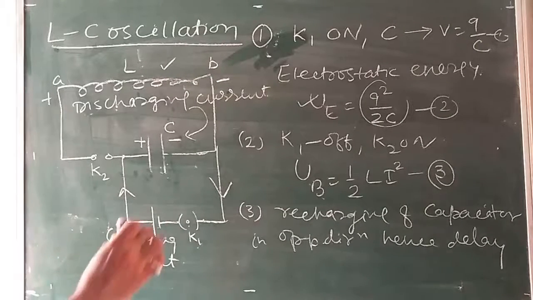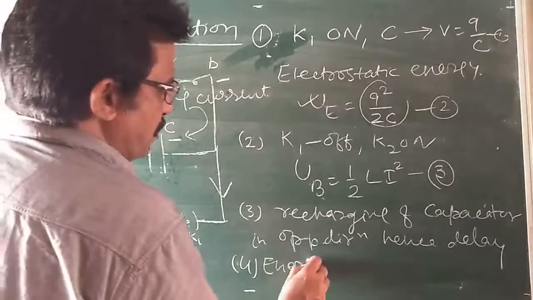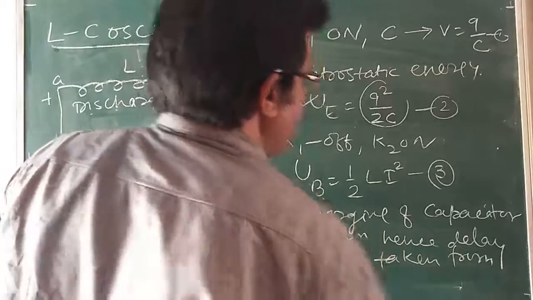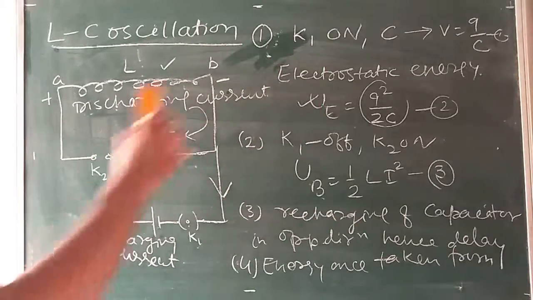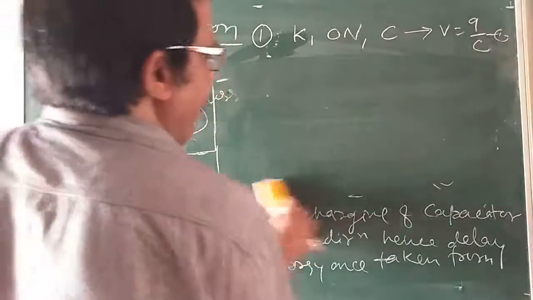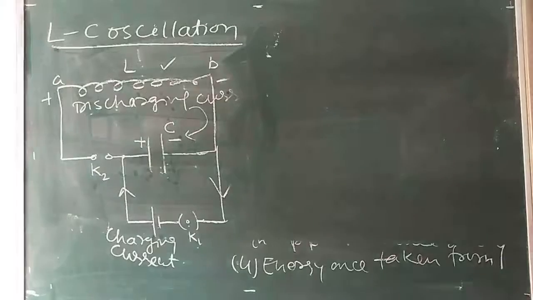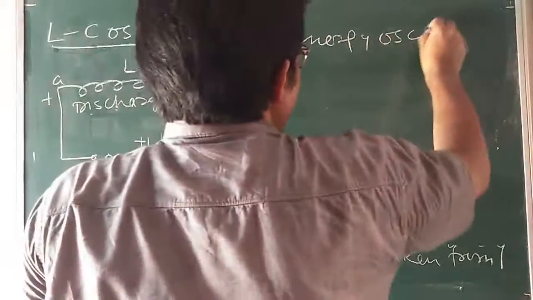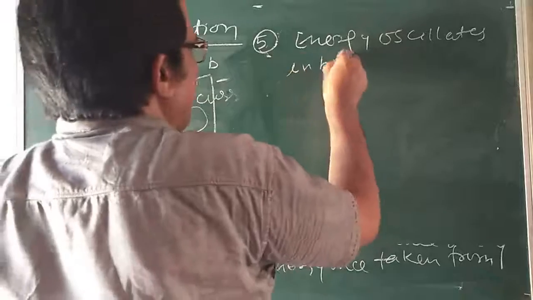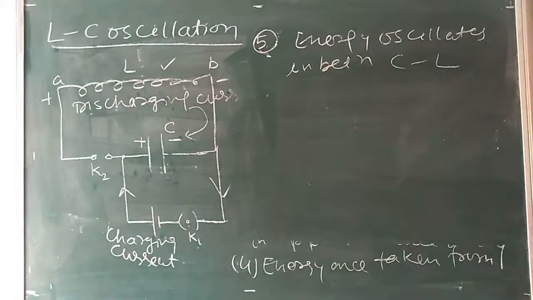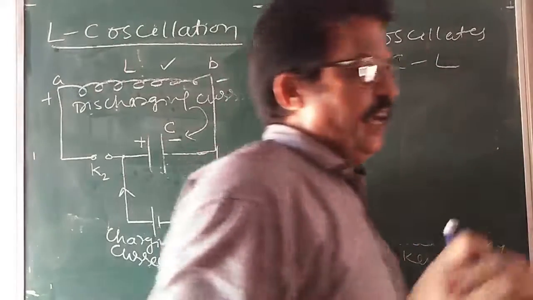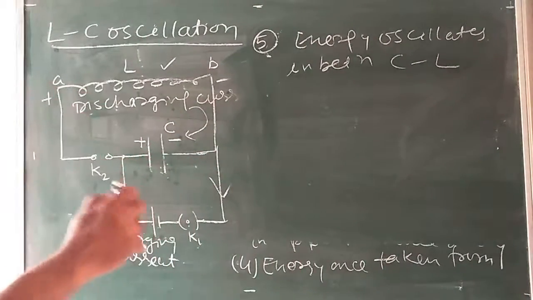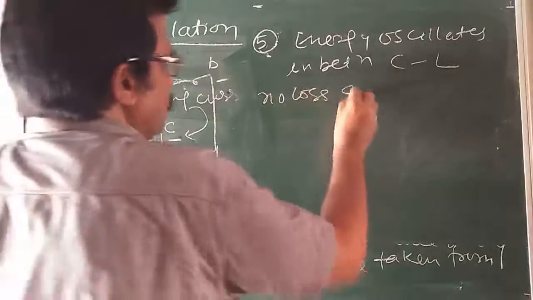Thus, the energy once taken from the cell and given to the capacitor keeps on oscillating in between C and L. So energy oscillates in between C and L. If I suppose that the circuit has no resistance, we can say no loss of energy would occur. Here there is no loss of energy.